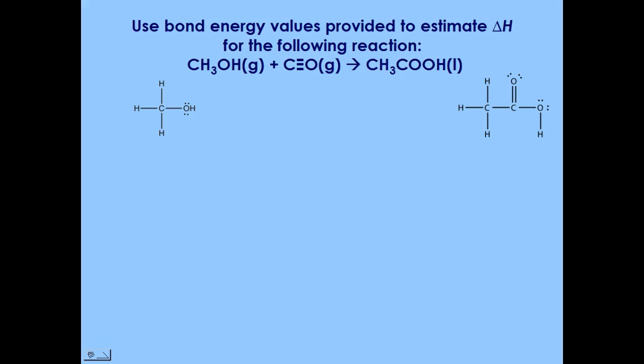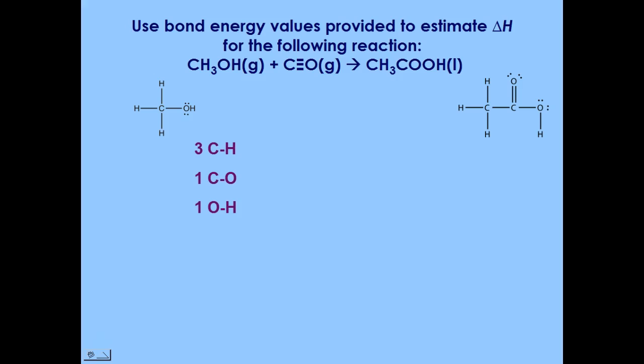So I've got here for you, we're going to take methanol and carbon monoxide, and we're going to make ethanoic acid. We have the structures there so that you can see what types of connections are present in these molecules. So in methanol, you have 3 carbon-hydrogen bonds, and you have a carbon-oxygen bond, and you also have an OH bond, similar to what you see over here in the ethanoic acid.